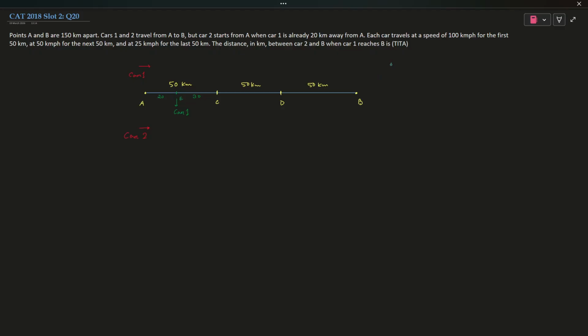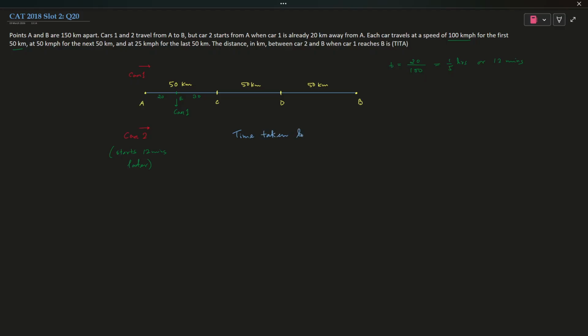At point E, time is equal to distance by speed. So distance is 20 kilometers, and each car travels at a speed of 100 km per hour for the first 50 kilometers. That means car 1 was traveling at 100 km per hour, so 1 by 5 hours, or into 60, so 12 minutes. That means car 2 starts 12 minutes later. Now what is the time taken by car 1?